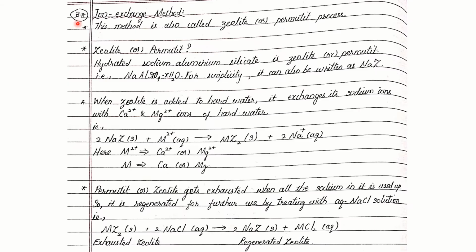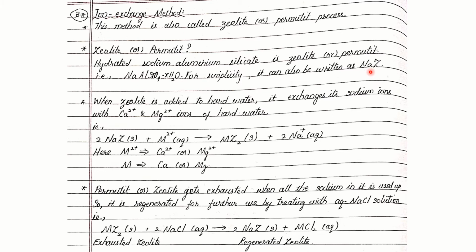The third method for the removal of permanent hardness is the ion exchange method. It is also called the zeolite or permutit process. What is a zeolite? Hydrated sodium aluminum silicate is called a zeolite, in other words, permutit. It is represented as NaAlSiO4·xH2O. For simplicity's sake, it can also be written as NaZ.